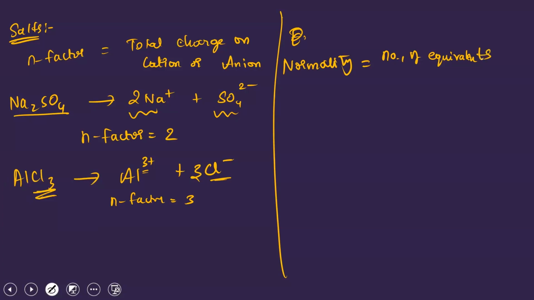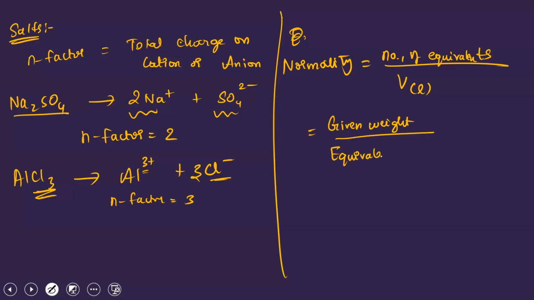Normality is equal to number of equivalents by volume of solution in liter. Number of equivalents என்றது என்னன்னா given weight by equivalent weight. Is that clear? One equivalent weight is one equivalence. அப்போ கொடுத்திருக்க வெயிட்ல எவ்வளவு equivalence இருக்குன்னா, கொடுத்திருக்க weight divided by equivalent weight போட்டா தான் number of equivalents கிடைக்கும்.